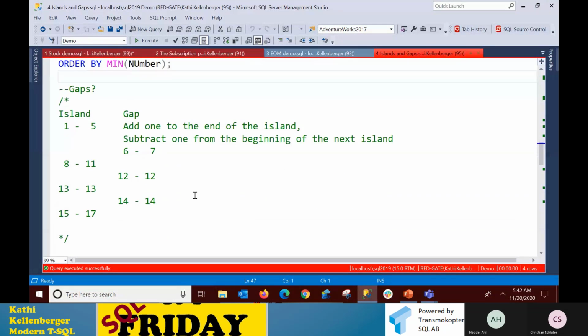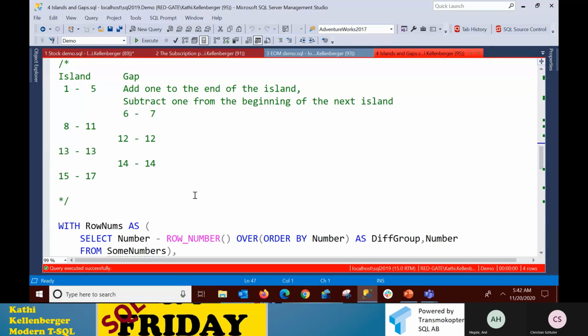If I look at the data, look at the answer, my gap is 6 to 7. So what's the pattern here? I need to add 1 to 5, and I need to subtract 1 from 8, okay? Here I need to add 1 to 11, and I need to subtract 1 from 13. So now I've got this problem where I'm looking at multiple rows at the same time.